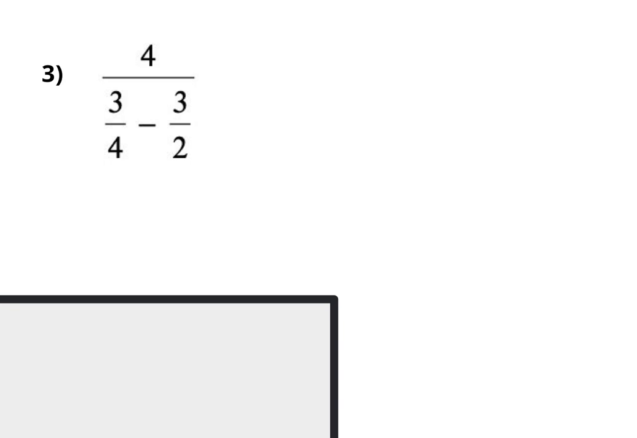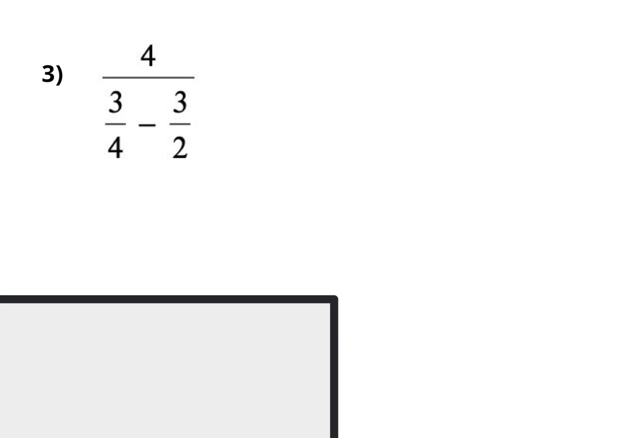We have 4 over 3/4 minus 3/2. The numerator just has a 4, so that's fine the way it is. The denominator, not okay, because we are subtracting. So do the subtraction first, okay? I have 3 over 4 and 3 over 2. I want to get them to have the same denominator. So what do I have to multiply?